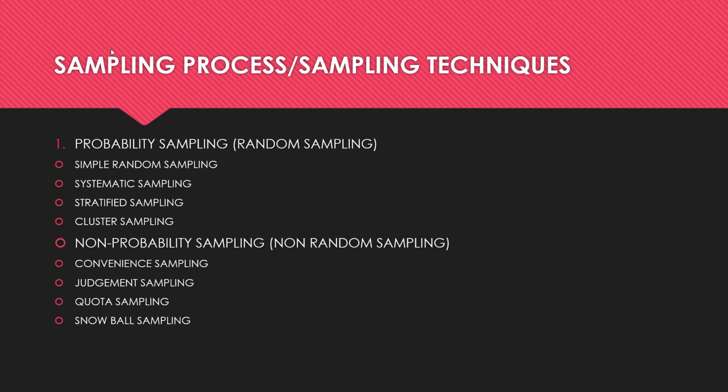Now we can study what is non-probability sampling or non-random sampling. It is a technique where the elements do not have a known chance of being selected in the sample. There are four types you have to study. Convenience sampling. What is convenience sampling? In this, the researcher has the freedom of choosing any respondent based on his convenience.